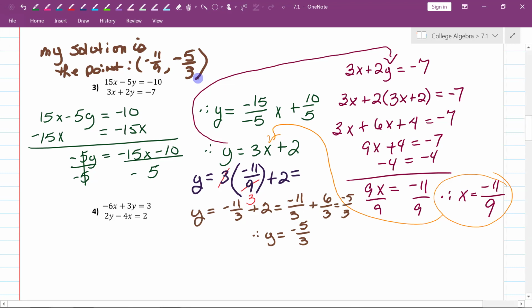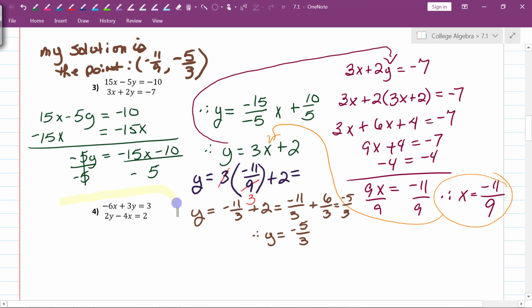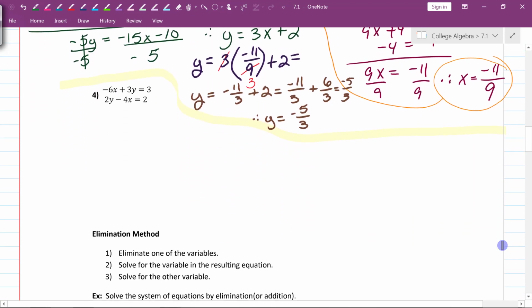We can handle that. Next, let me go ahead and highlight my workspace so that we know where the new problem starts and where the old problem ends. Why don't you go ahead and pause the video right now and solve number 4 on your own using the substitution method. I'll see you back in just a minute to see if you got the right answer.